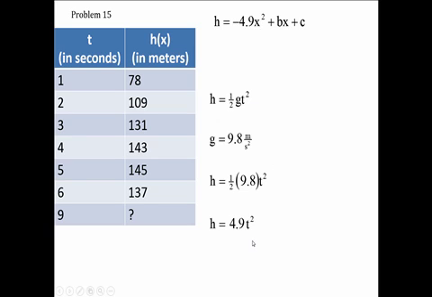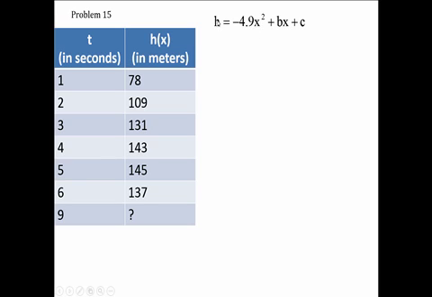If gravity's pulling us down and we're headed upward, the acceleration is in a downward direction, so that's a minus 4.9 x squared. That's where the 4.9 comes from, the acceleration of gravity. Everywhere on the Earth's surface, acceleration of gravity is 9.8. Half of that is 4.9.